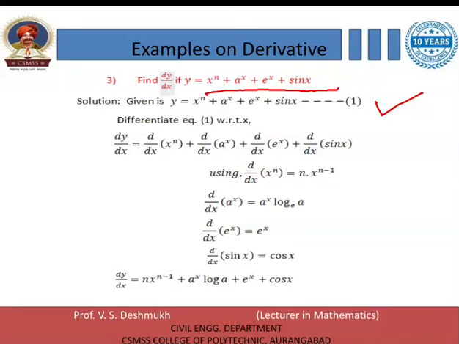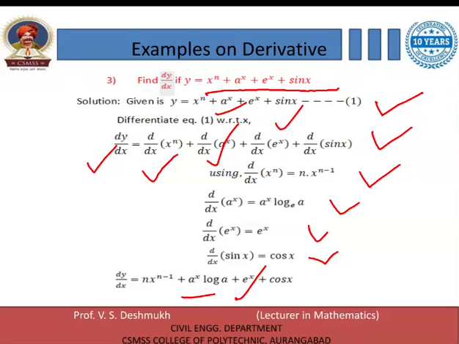So what is the derivative of y with respect to x? dy by dx. Then d by dx of which terms do we need to find? x to the power n plus d by dx of a to the power x plus d by dx of e raised to x plus d by dx of which term? Sin x. Then, using the derivative of x raised to n is n x raised to n minus 1, of a raised to x is a raised to x log a, of e raised to x is e raised to x, of sin x is cos x. So dy by dx equals what? n x raised to n minus 1, a raised to x log a, e raised to x, and cos x. Hence the solution.